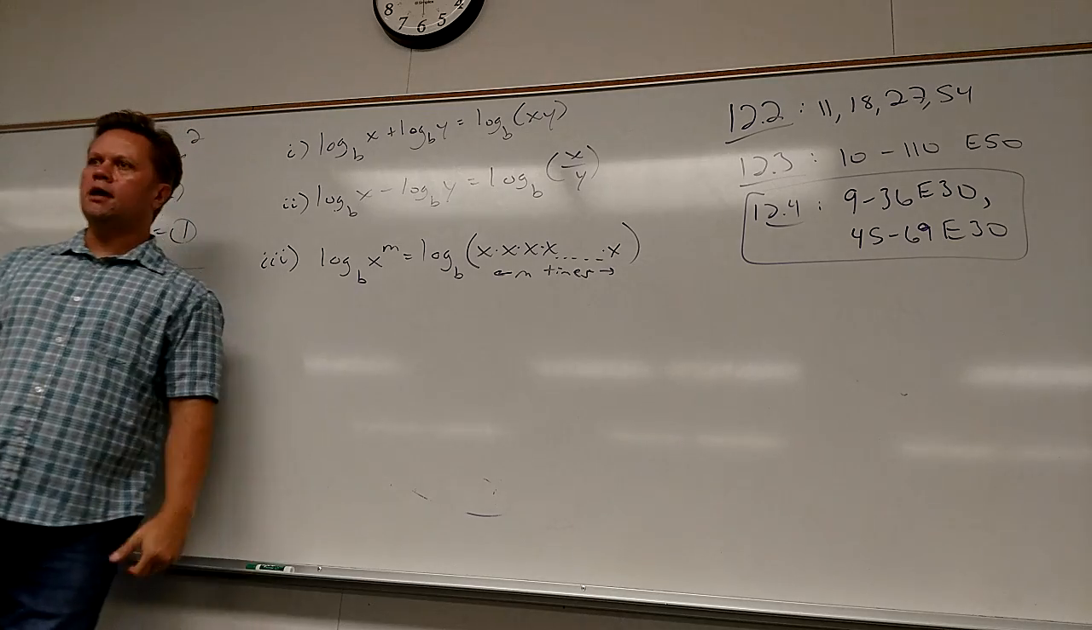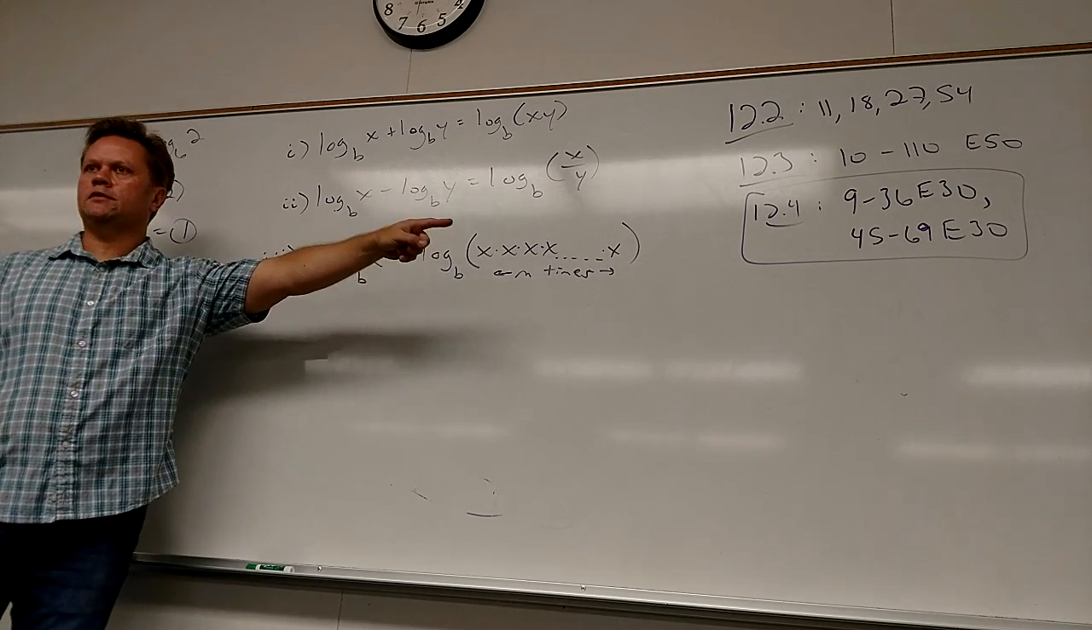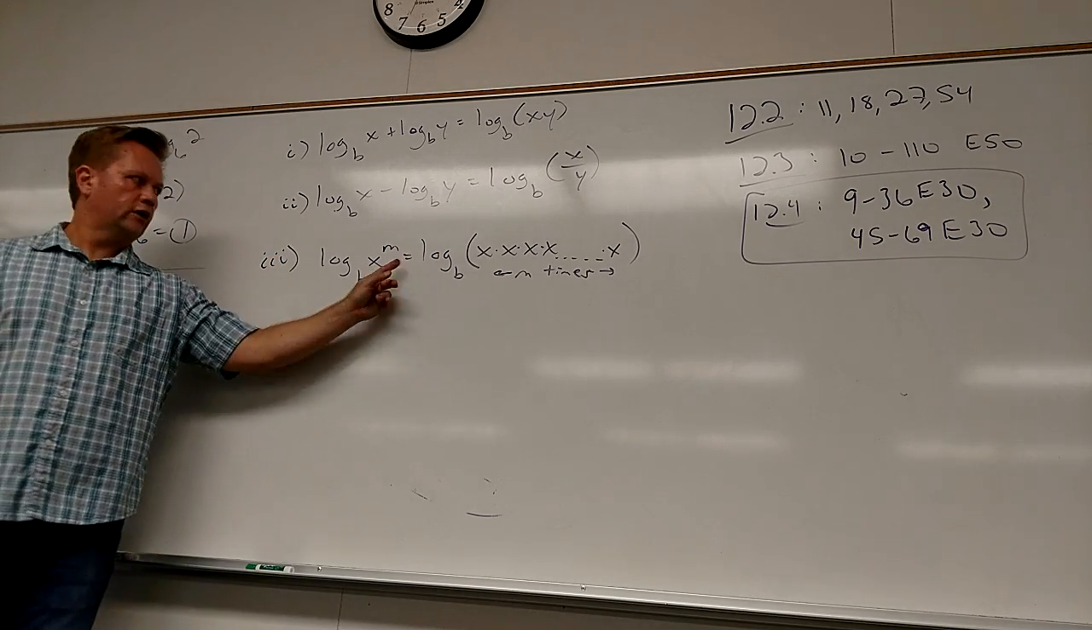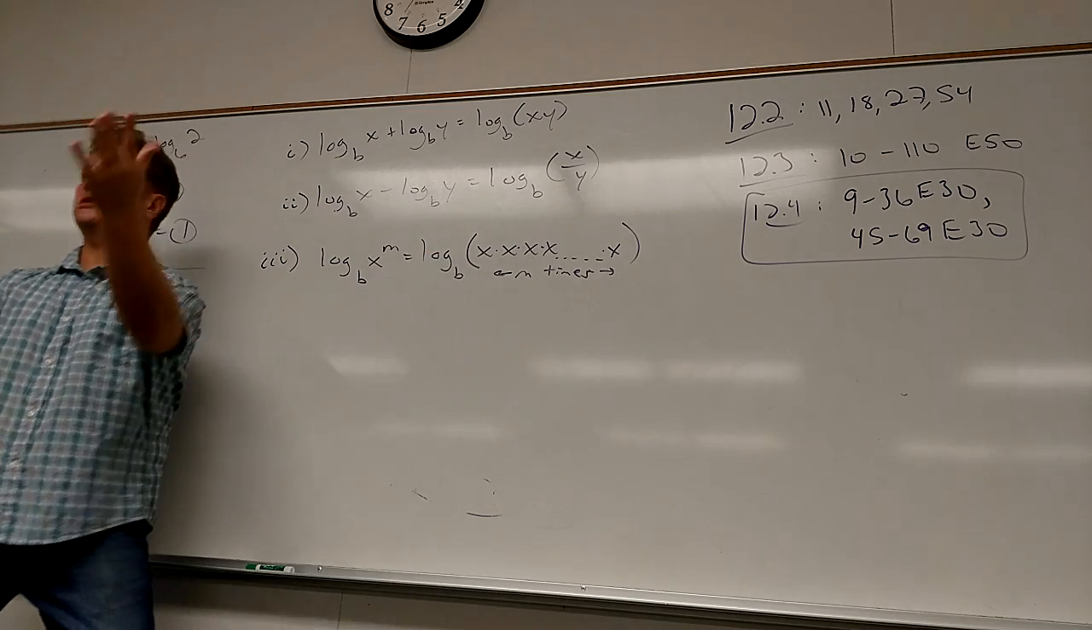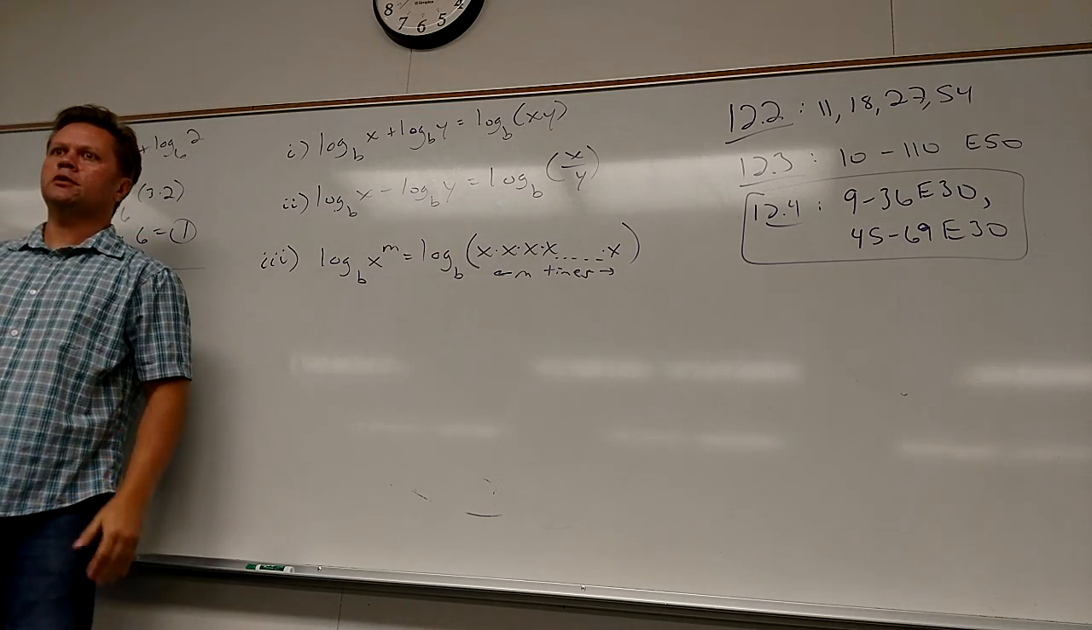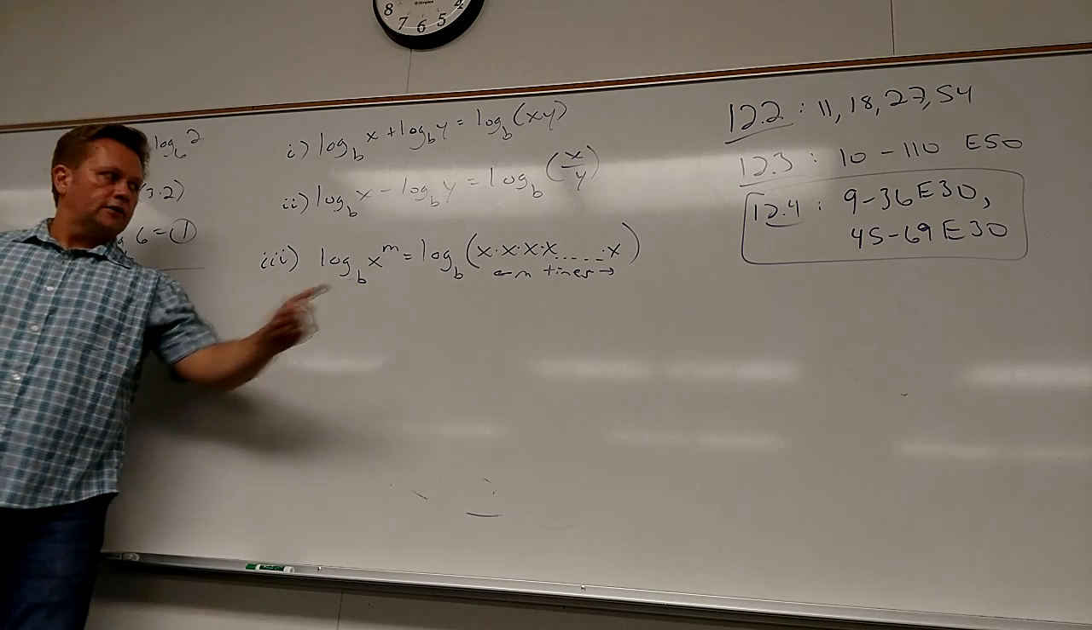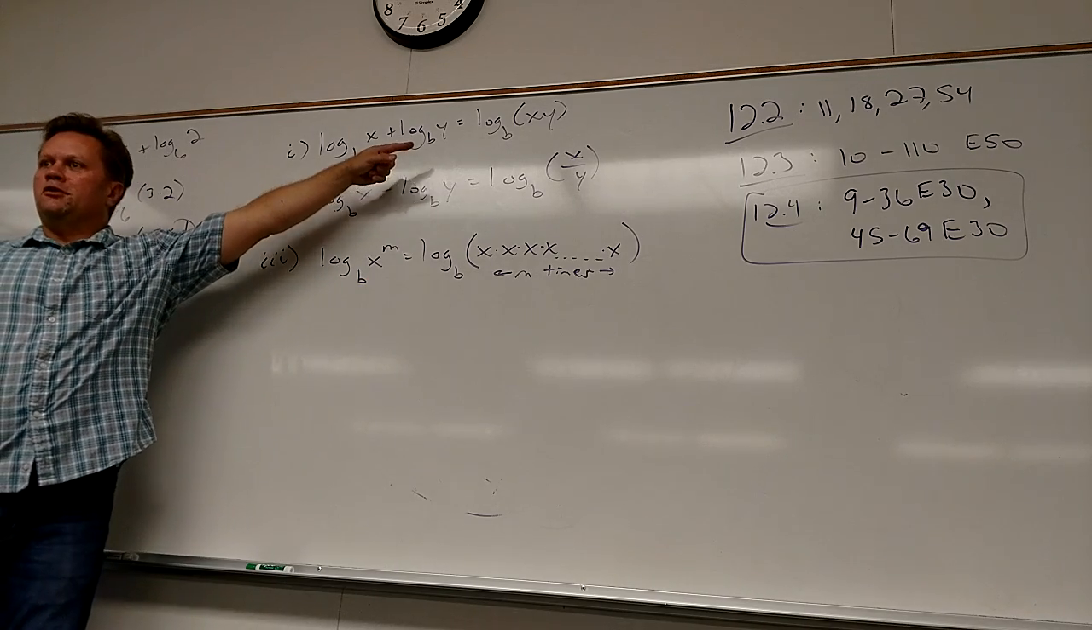Don't freak out because it's an m. If m was 7, there would be 7 x's. Whatever m is, that's how many there would be. Of course it is, right? We know how exponents work. But now do you see how I can use this property over and over and over and over?